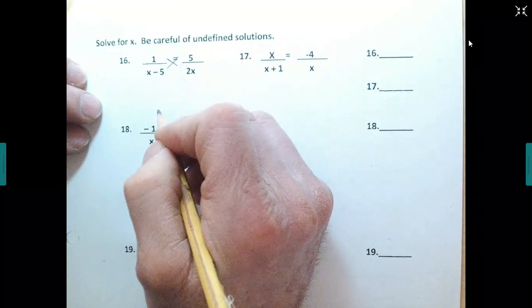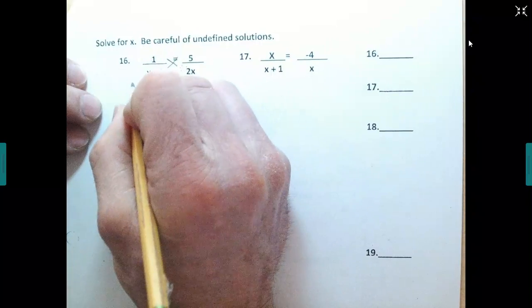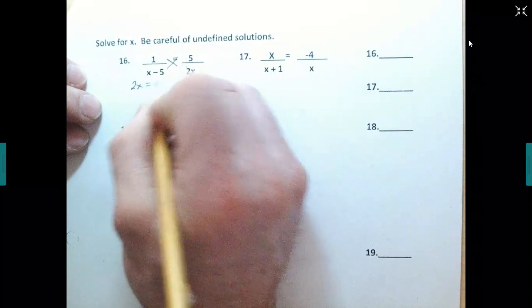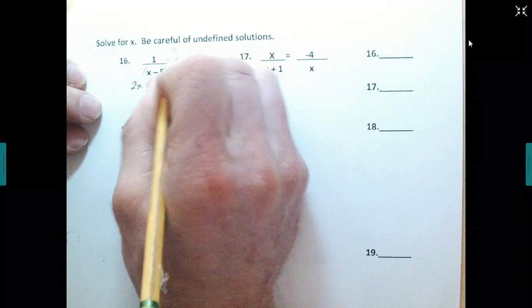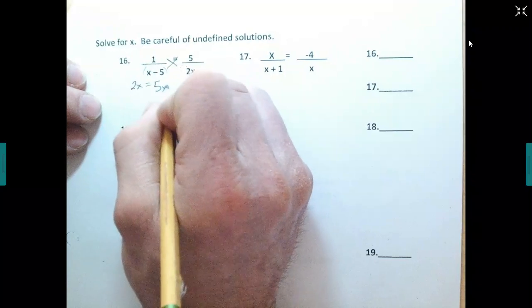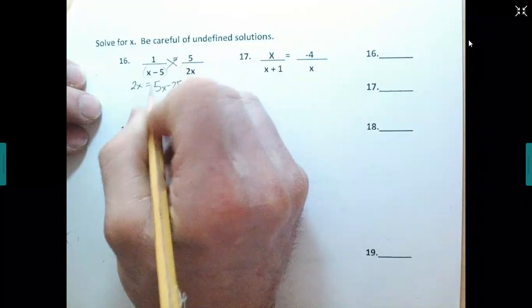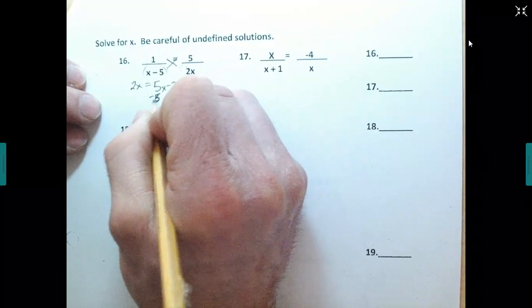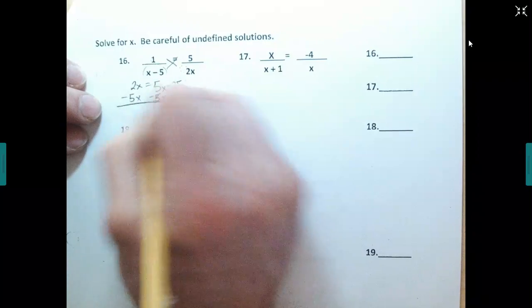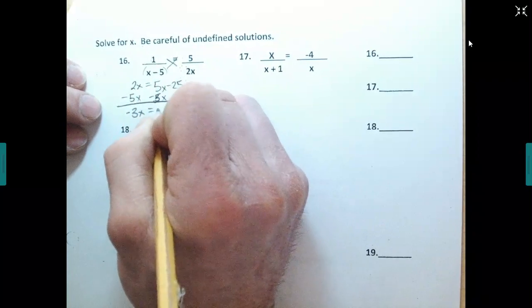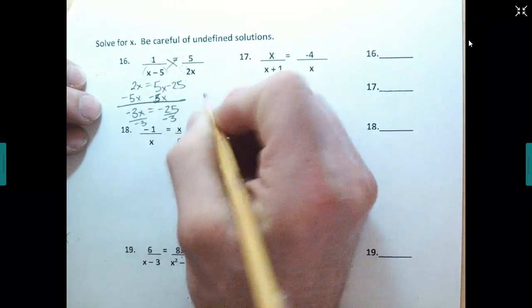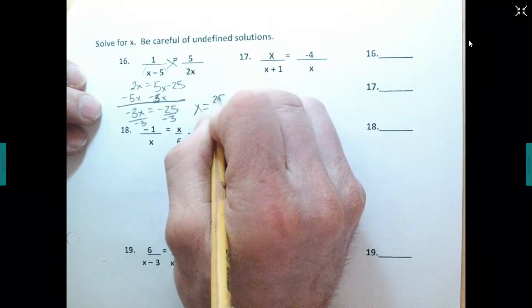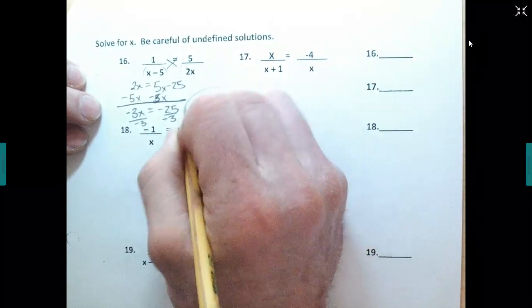Well, I cross multiply. 2x times 1 is 2x. 5 times x plus 5, x minus 5, I distribute. So I have 5x minus 25. Minus 5x from both sides. So I have negative 3x equals negative 25. Divided by negative 3. And I have x equals 25 thirds.